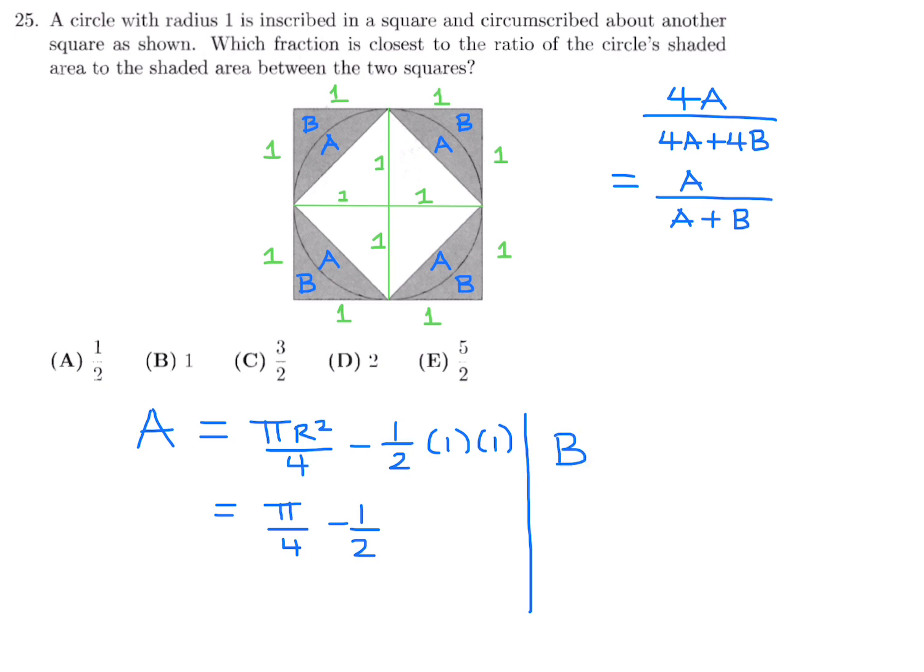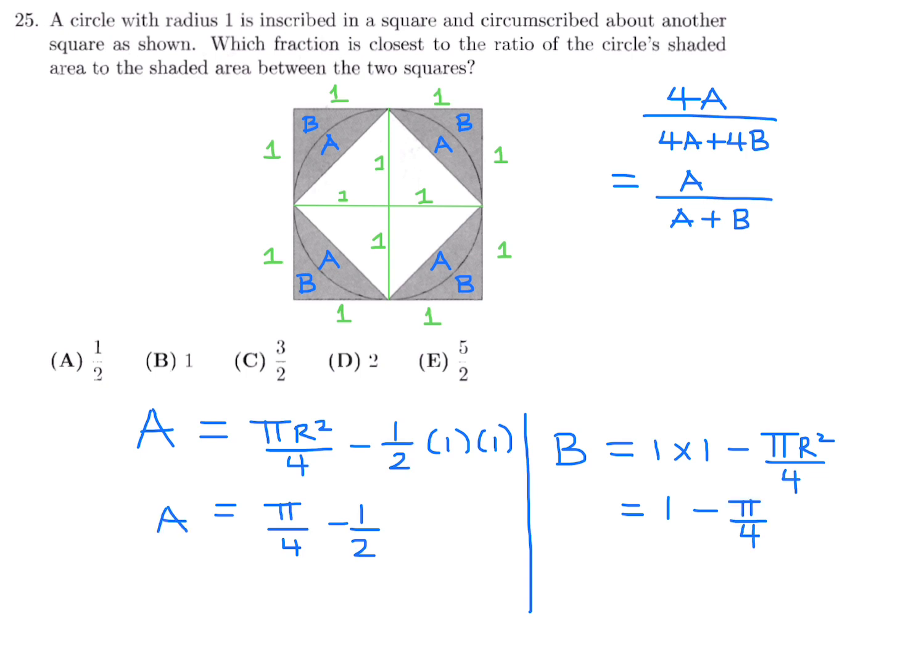Now we have to figure out B. And what is B? Well, B is this little corner region. How do you figure out B? Well, you would take that square and subtract from it this quarter circle. So B would be that square, which is essentially a 1 by 1 square, and subtract from it a quarter circle, which is pi r squared divided by 4. 1 times 1 is just 1, and then r is 1, so that just becomes pi over 4.